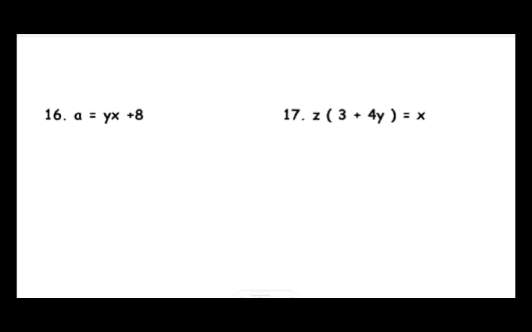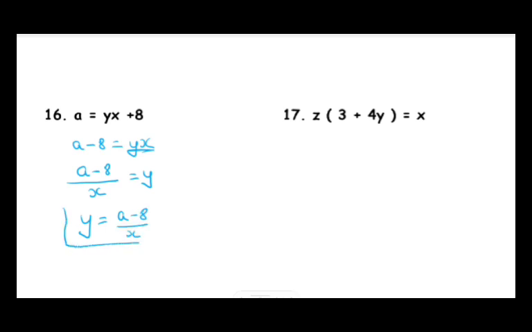Here we go. A is equal to yx plus 8. So first let's shift plus 8 to the LHS. So A minus 8 is equal to yx. Breaking the bond between y and x, the multiplication bond, x will become division, come in the denominator. Y is equal to A minus 8 upon x.